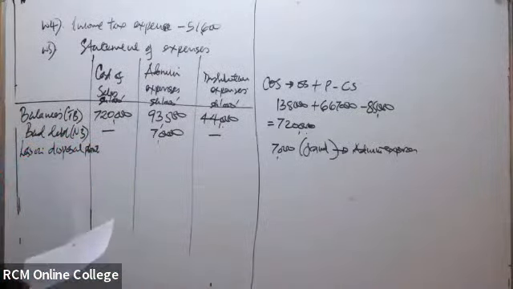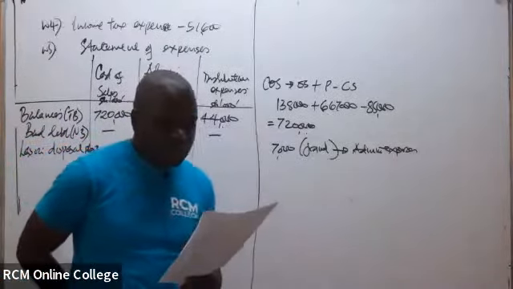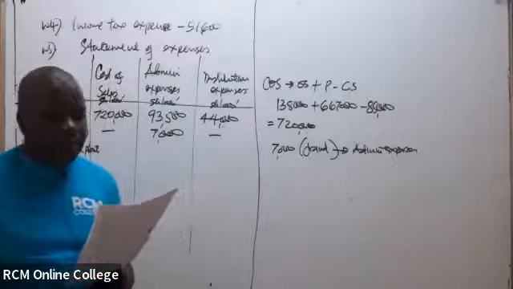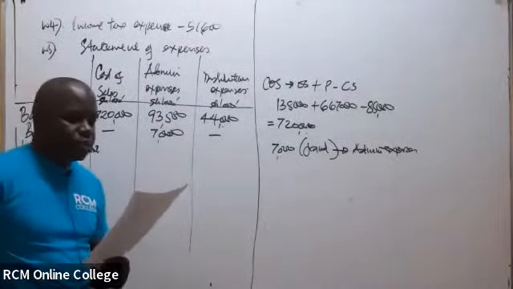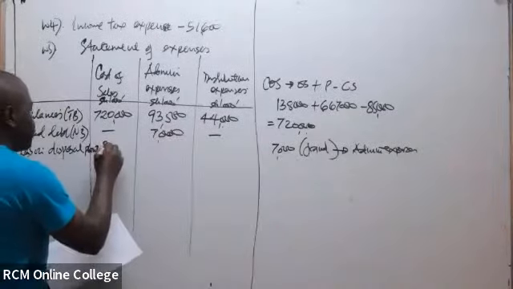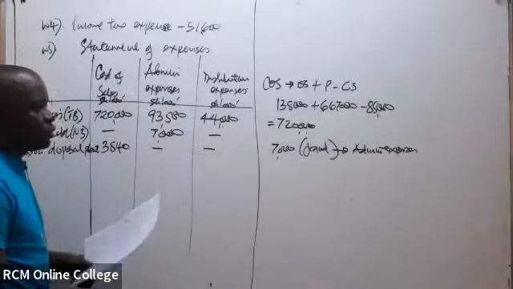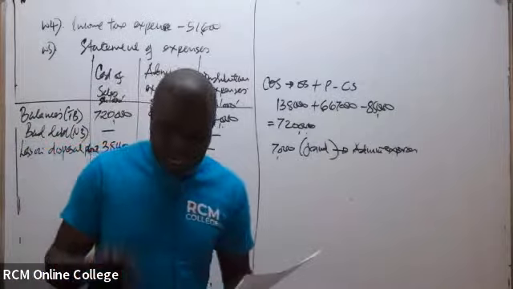We computed it under working number 1. And we said that one will go to the cost of sales. Any gain or loss on disposal of plant should be included within the cost of sales. It was an amount of 38.50. So we'll allocate it under cost of sales.